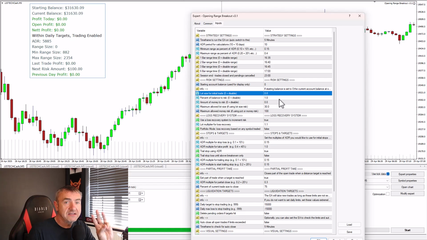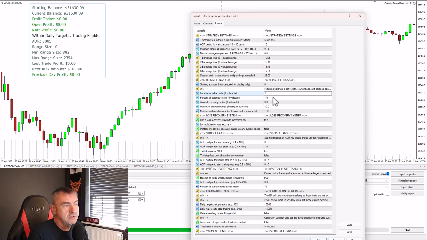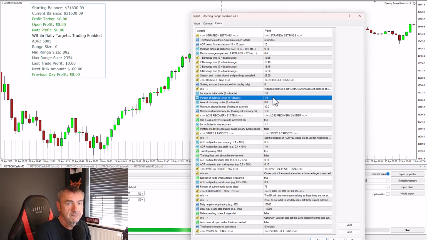We have 3 ways that you can risk your money within the EA and within the strategy. The first one is by using a fixed lot size. So fixed lot size is for people that know roughly what size of lot they want to use. Or it's for people that are trading futures with the EA rather than CFDs. So if you're trading futures, you can only trade in standard contracts. So you will only be able to use 1, 2, 3, 4, 5, etc. You can't use fractions because a contract is a round number.